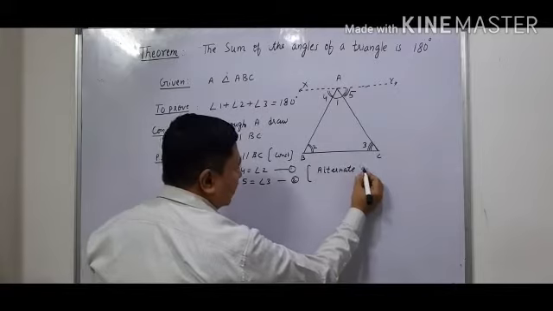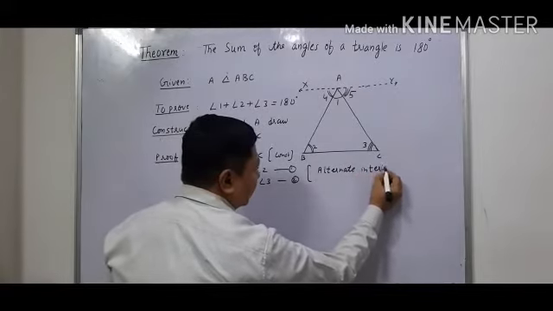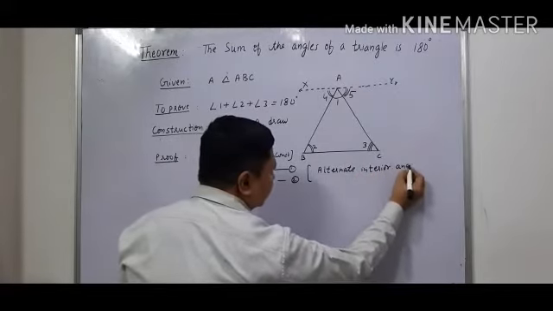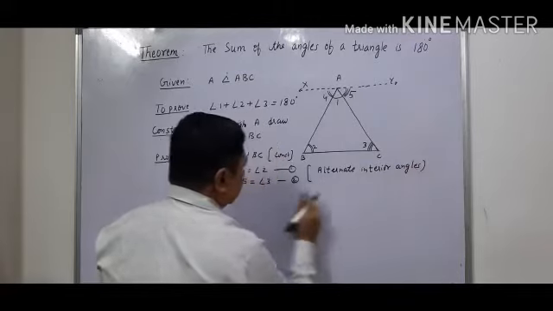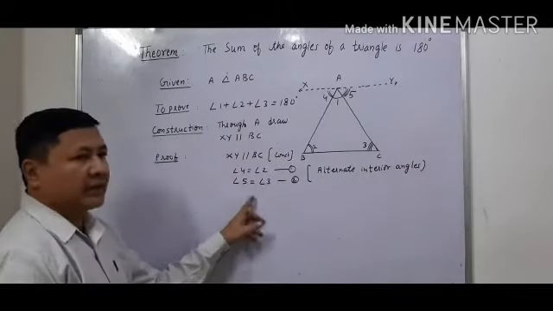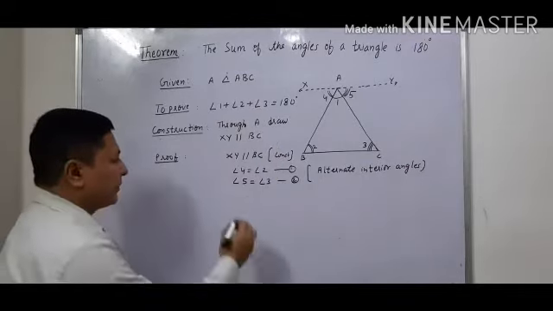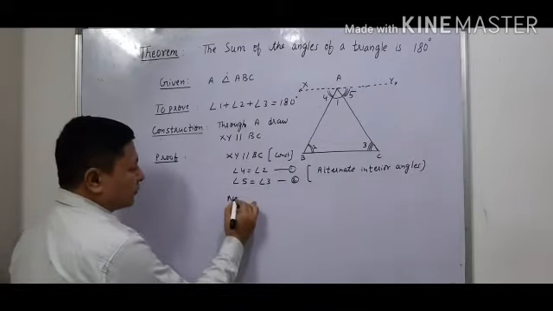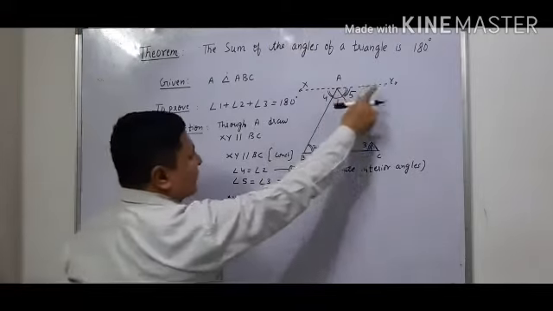And we know that when the lines are parallel, then the alternate interior angles are equal. So angle 4 is equal to angle 2 and angle 5 is equal to angle 3. Now we will see XAY.